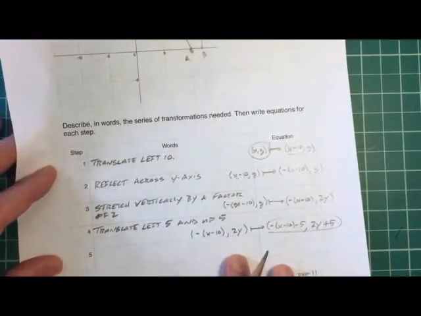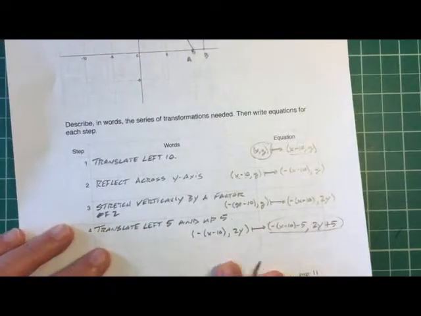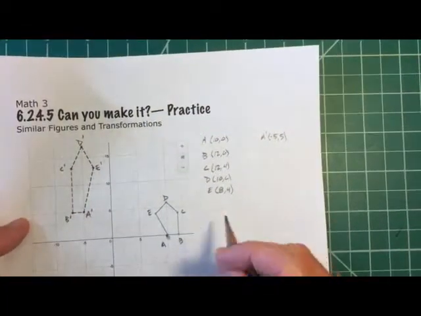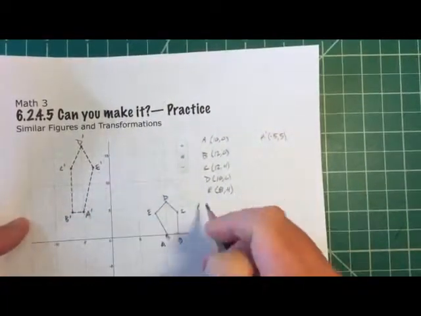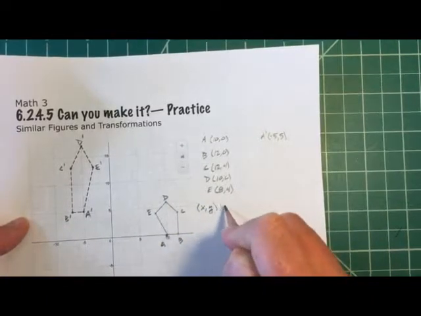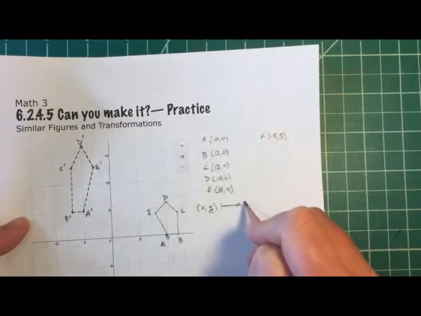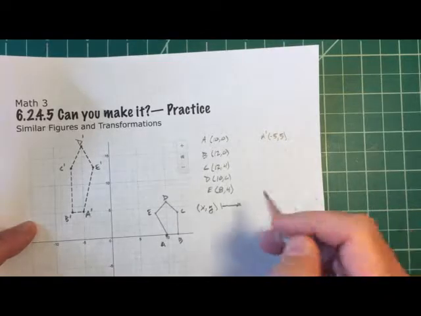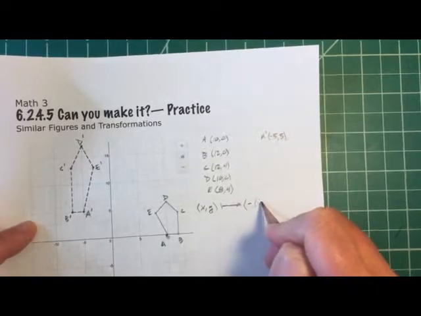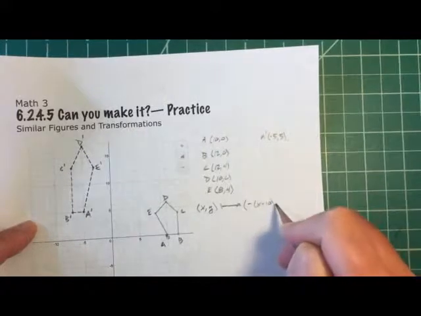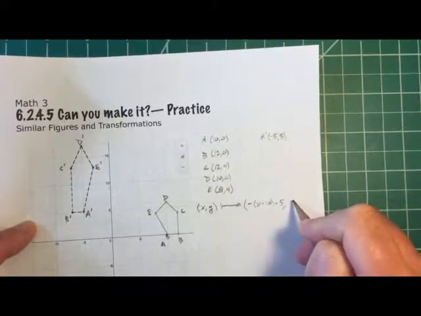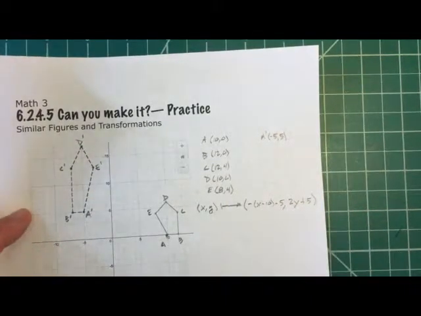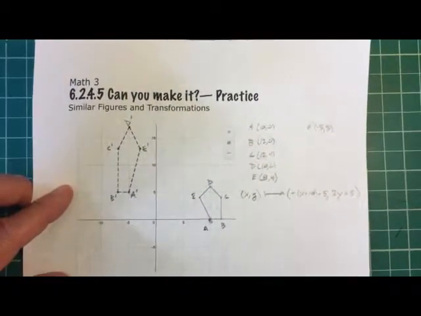So I'll just use this space up here. Okay, so what's going to be my final equation to go from here to here in one step? x, y becomes the opposite of x minus 10, minus 5, and then 2y, stretched vertically by a factor of 2 and moved up 5. Okay, talking about that, walking yourself through what's happening is really good.